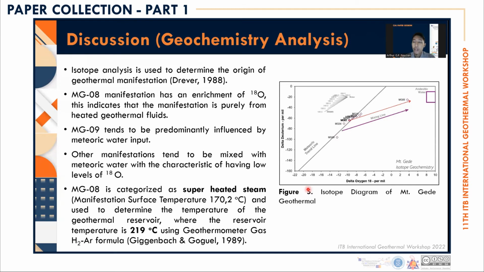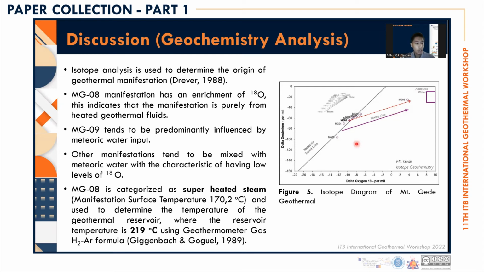The objective of the isotope analysis is to know the source of the manifestations. Do the manifestations come purely from geothermal water, or just from mixing with the meteoric trend line? As you can see from this diagram, all of the manifestations tend to mix with the meteoric trend line. But just MG8, as you can see, because the MG8 manifestation has an enrichment of oxygen-18, this indicates that the manifestation is purely from heated geothermal fluids.